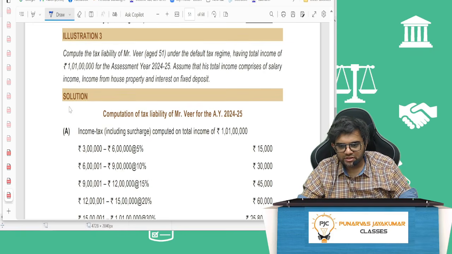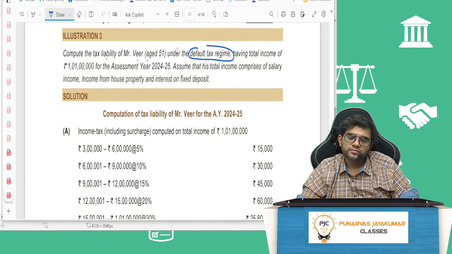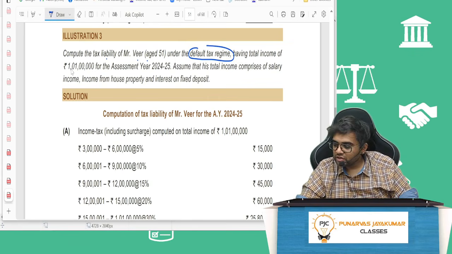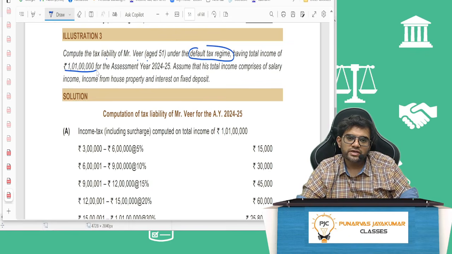Now let's see what if he takes the default tax regime. Compute the tax liability of Mr. Veer, age 51 under the default tax regime, having total income of 1 crore 1 lakh. Ideally, how much I should pay? If it is 1 crore only, I will pay only 10% surcharge. Now, because of 1 crore 1 lakh, I am paying 15% surcharge. 5% surcharge extra for this extra income.